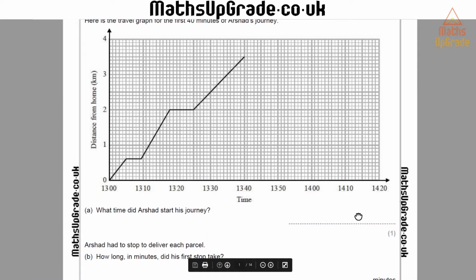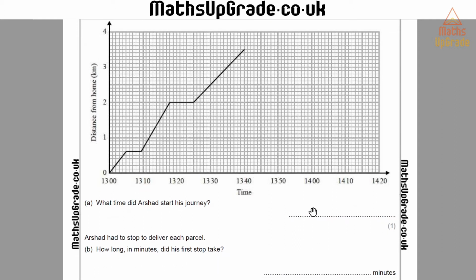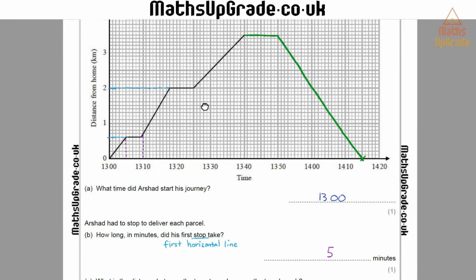Second question says he had to stop to deliver each parcel. How long in minutes did his first stop take? So if you look at where the line rises to, so here he's travelling away from home. As soon as the line is horizontal, that means he's no longer travelling away from home. So he stopped for his journey at exactly 1305. You can see there from the scale, it's halfway between 1300 and 1310. So 1305 and then till 1310. So that's exactly 5 minutes. Okay, so that's those parts of the question there.